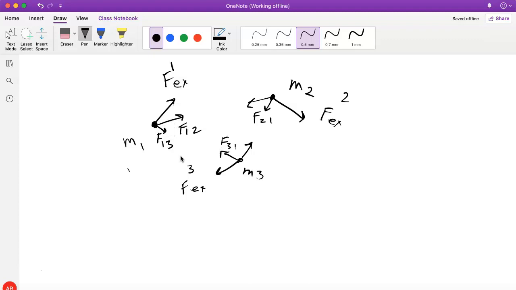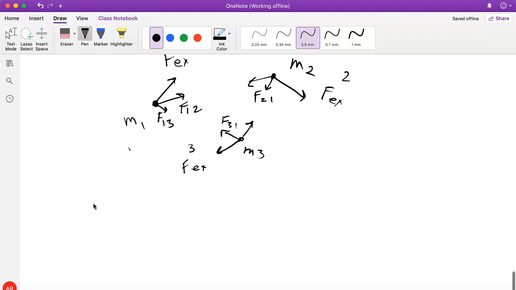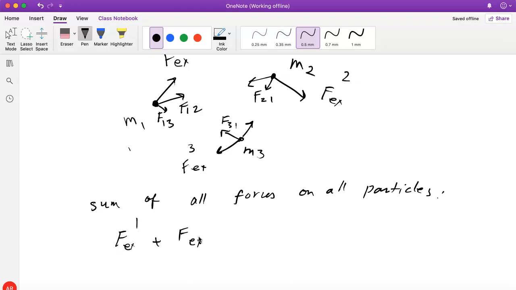So if we add all the forces acting on all particles, all the interaction forces cancel out, right? Suppose all the forces acting on particle 1 are F external 1, F12, F13. For particle 3, I have F31, F external 3, F32. When I add those forces, all these internal interaction forces cancel out because they come in pairs of opposite signs. So the sum of all forces on all particles, the internal ones go away, and this can be written as F external 1 plus F external 2, and so on. So it's the sum of all external forces.